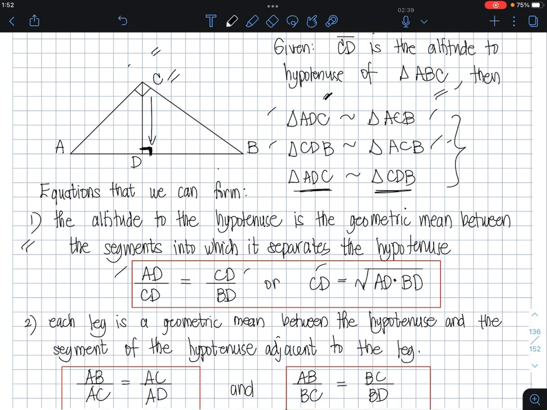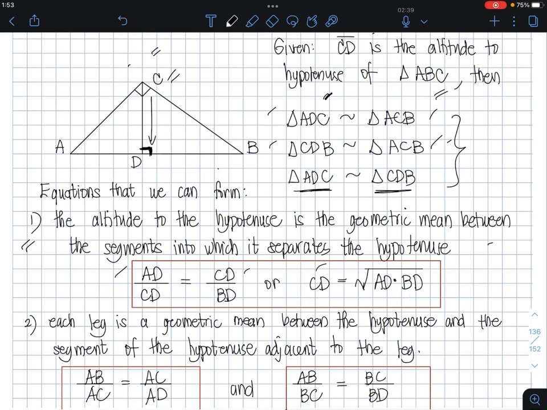So kasi base dito sa definition, yung altitude to the hypotenuse daw, which is CD, right? So CD is siya yung geometric mean between the segments into which it separates the hypotenuse. So yung segment nitong hypotenuse AB na sineparate nitong altitude CD is what? Itong AD tsaka itong BD. Right? So kaya itong CD is geometric mean nitong AD tsaka BD. So yung formula natin is CD is equal to square root ng AD times BD, by definition ng geometric mean sa algebra.